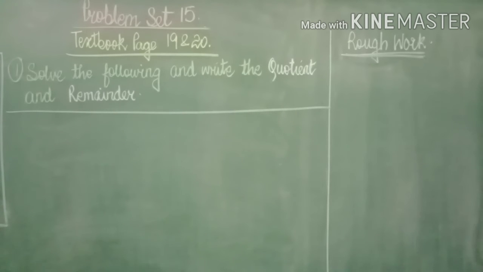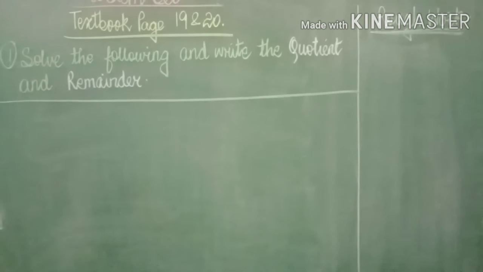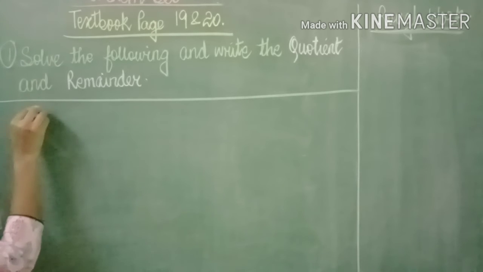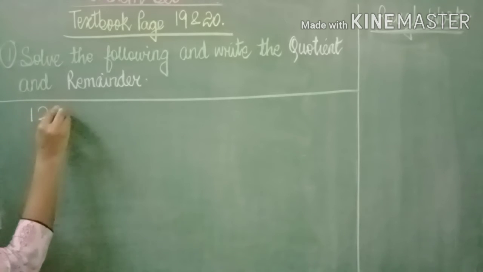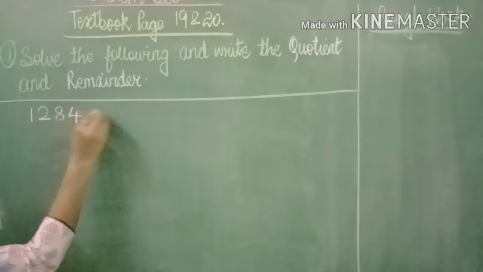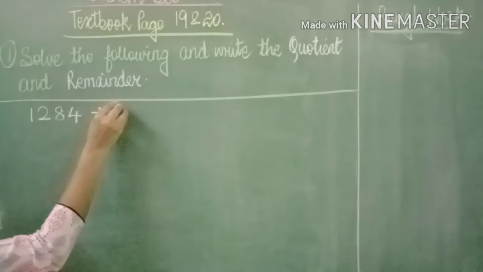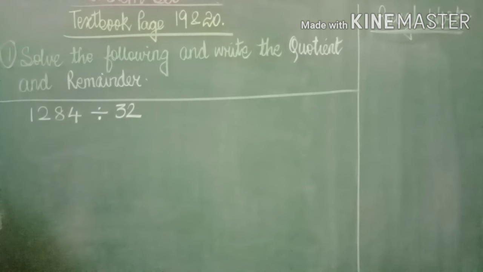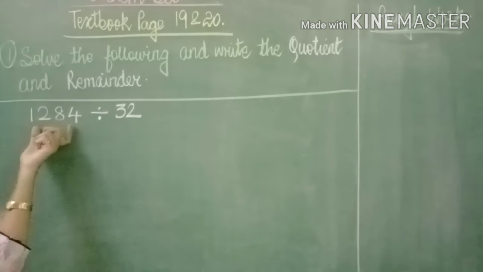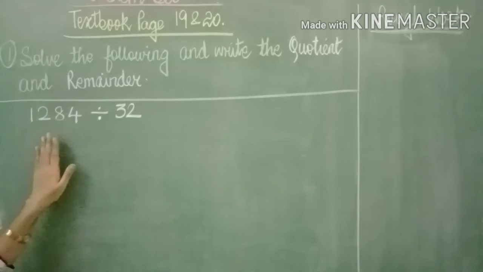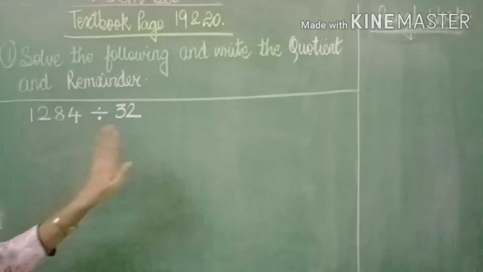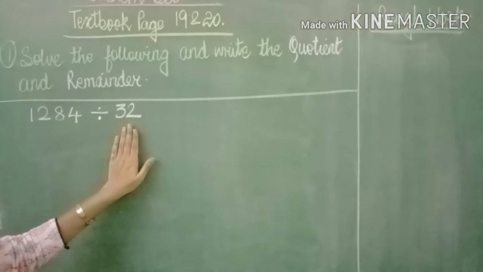Let's see the first solution. The first question they have printed is 1284 divided by 32. Now students, as you know, 1284 is called the dividend, and 32 is called the divisor.